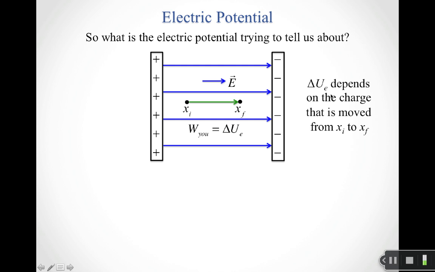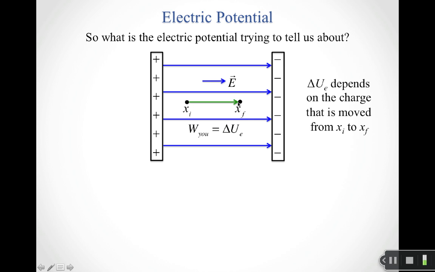But I know the electric potential energy is also going to depend on the charge that's moved, right? So if I have a positive charge that I put here at my initial position, clearly it wants to move towards the negative plate. So it wants to move this way, which means I would actually have to do negative work to keep it from running away. On the other hand, if I've got a negative charge that I start with here, I know that it actually wants to move to the left.